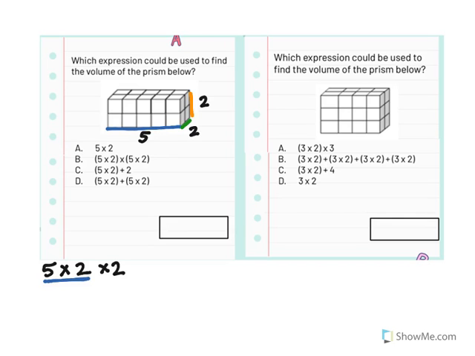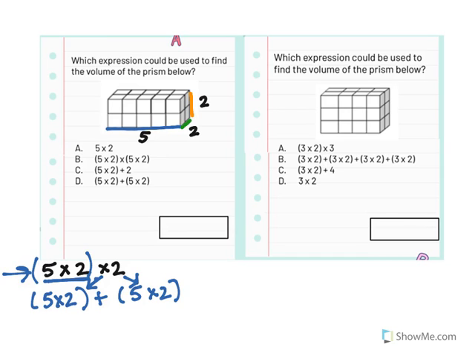I have 5 times 2, and that's being multiplied by 2 more. I know 5 times 2 times 2 means I'm doubling the product of 5 times 2. When I'm doubling something, that's the same as adding it to itself. So 5 times 2 plus 5 times 2 is equivalent to 5 times 2 times 2 because we're taking 5 times 2 and repeating it 2 times.